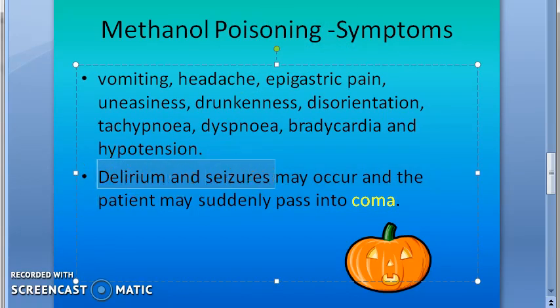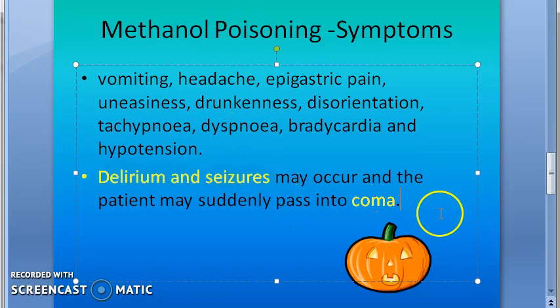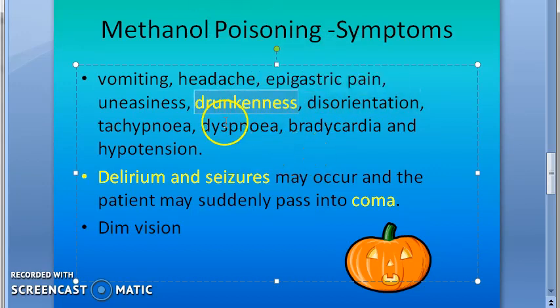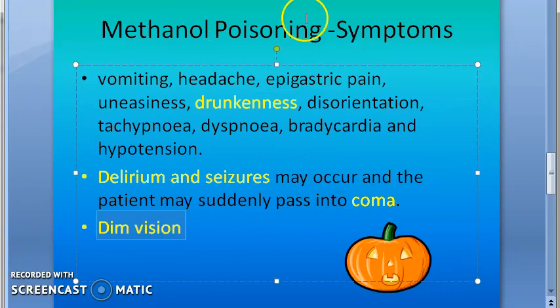Delirium, seizures, and basically eye related symptoms also you should write here. Dim vision; vision also will be affected, right? Vomiting, headache, you'll write for everything on earth. Disorientation, drunkenness, obviously drunkenness you can write, it's alcohol, right? Fine. Dim vision you already know, correct? Bradycardia, dyspnea, he can't breathe easily.